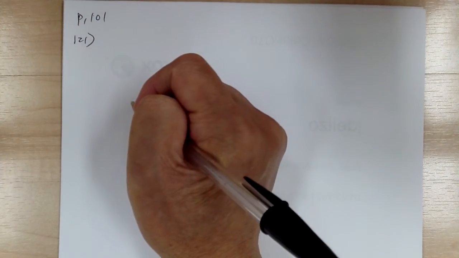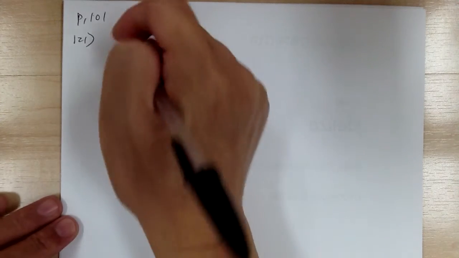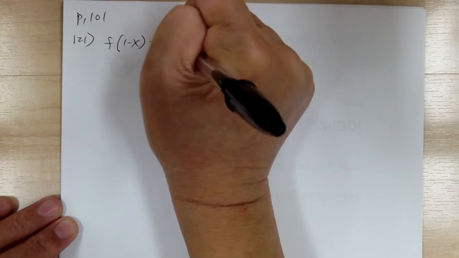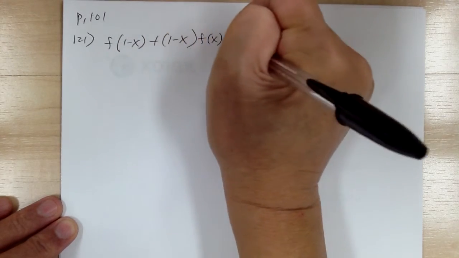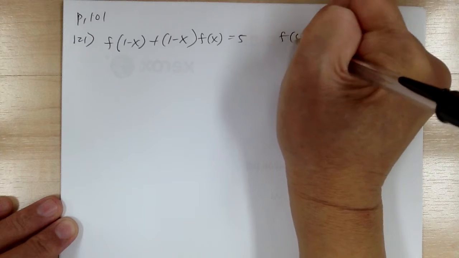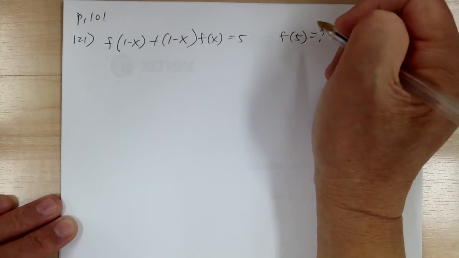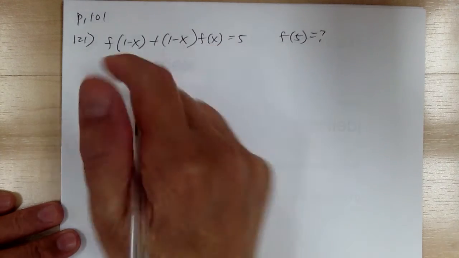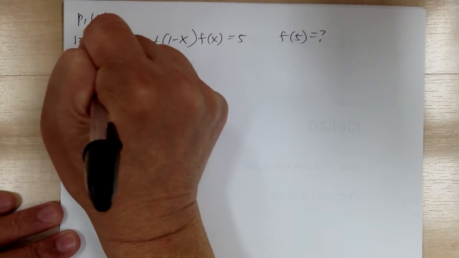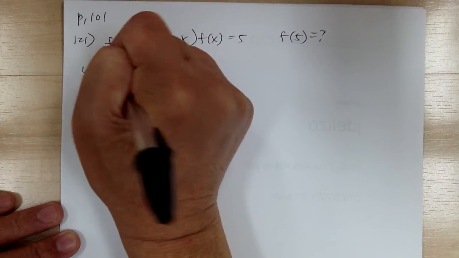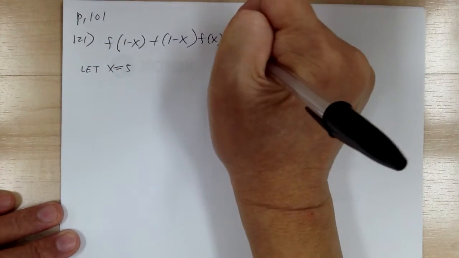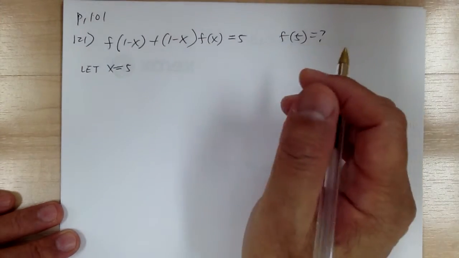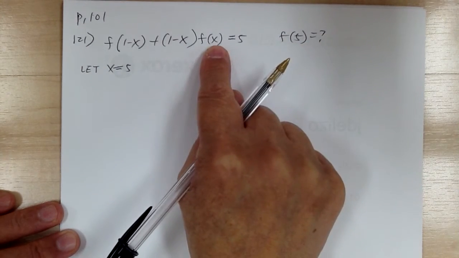Okay, number 121. You have f of 1 minus x plus 1 minus x times f of x equal to 5. You're looking for f of 5. Okay, so since you're looking for f of 5, that's the f of x over here, so let x equal to 5. Again, this is a functional equation, so you can let x equal to any number. So you want to choose your number wisely, one that will help you to solve. Since you're talking about f of 5, let's let x equal to 5.